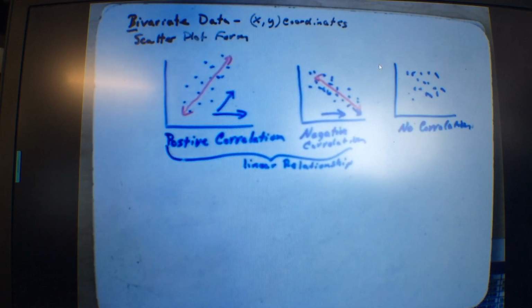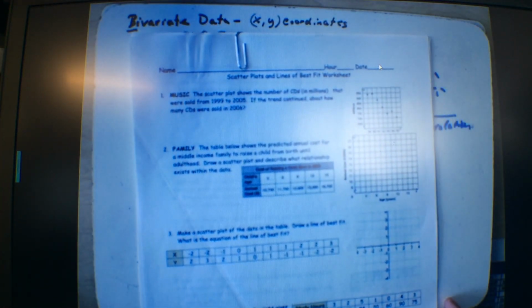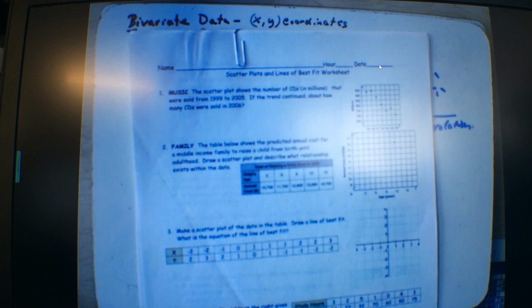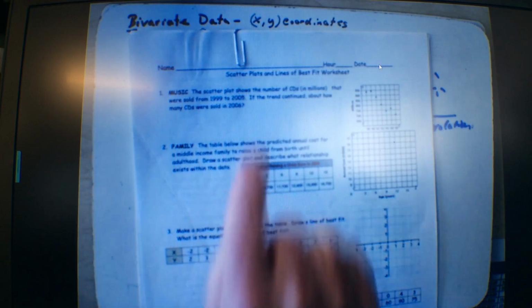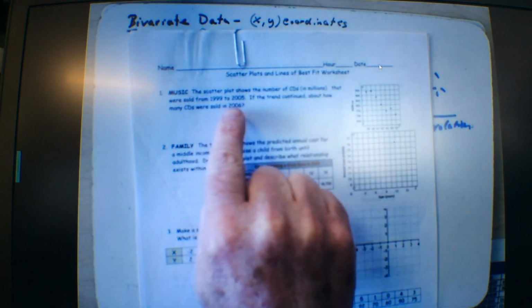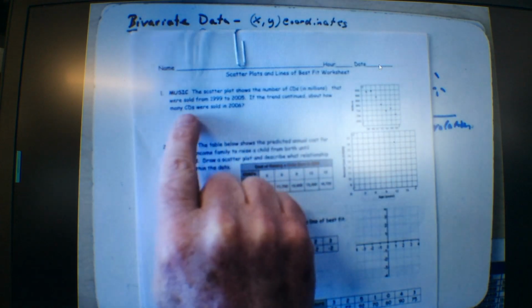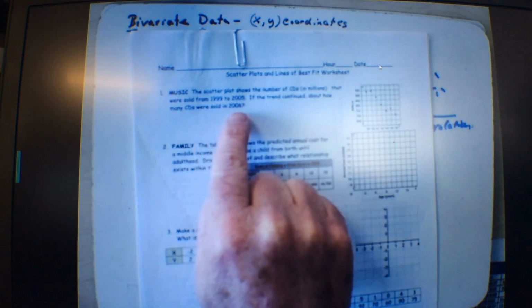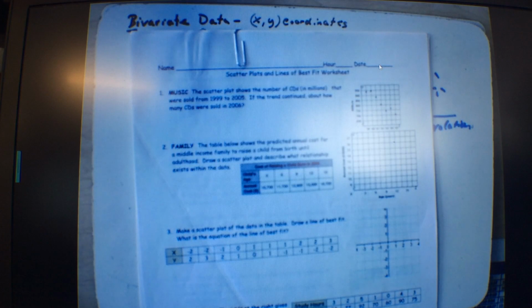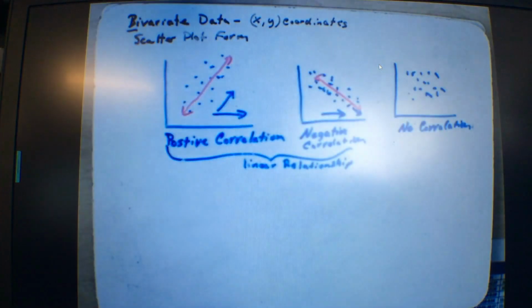All right? We're going to talk about this one right here on your worksheet. And you might have trouble reading mine, so you might have to read yours. In the first one, it says the scatter plot shows the number of CDs in millions that were sold from 1999 to 2005. If the trends continue, about how many CDs were sold in 2006? Do you see 2006 on the chart? No. Okay. So I'm going to bring this up now.